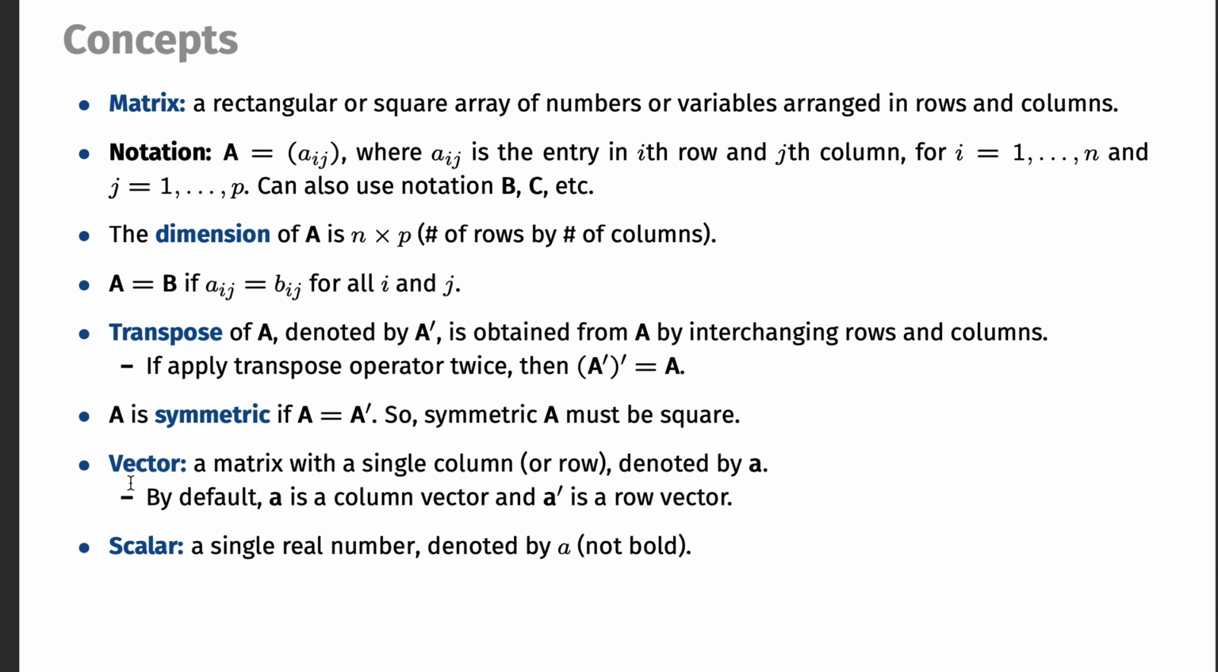We talked about the vector. I will repeat it again. A matrix with a single column or row is denoted by a lowercase a. We use lowercase for vectors, uppercase for matrices. And by default, we assume that a is a column vector, so a transpose is a row vector.